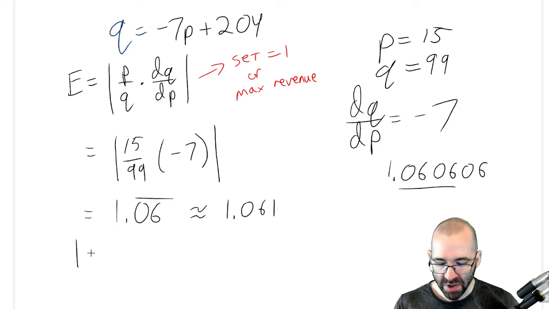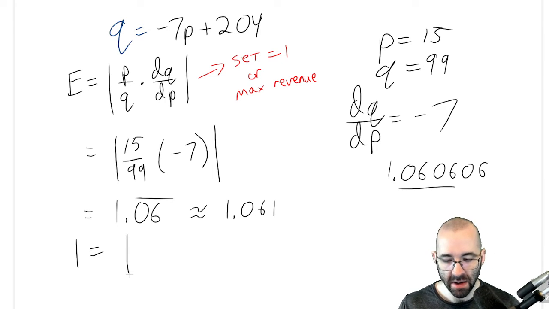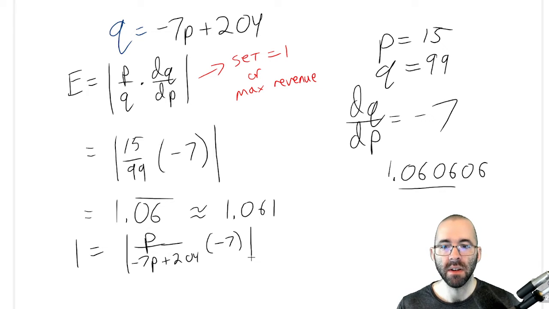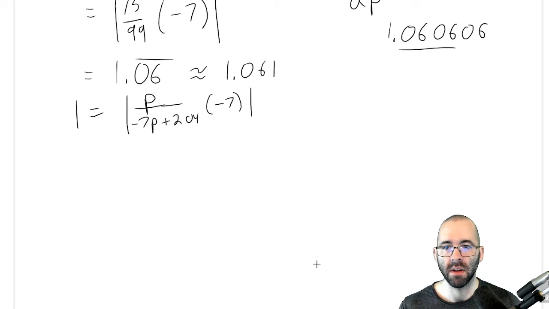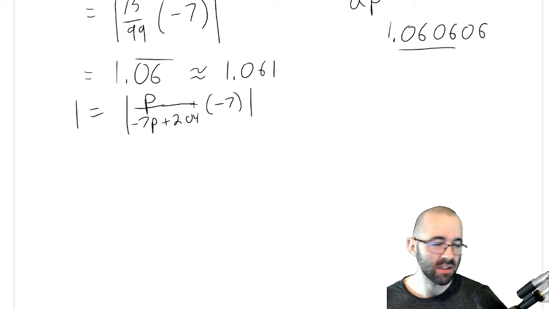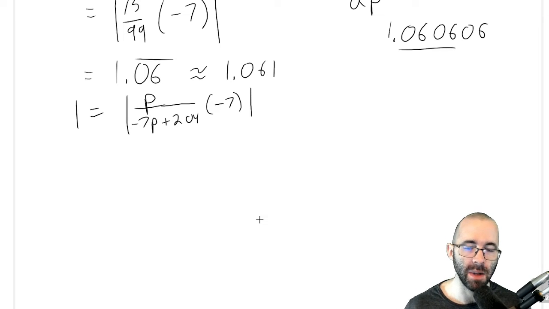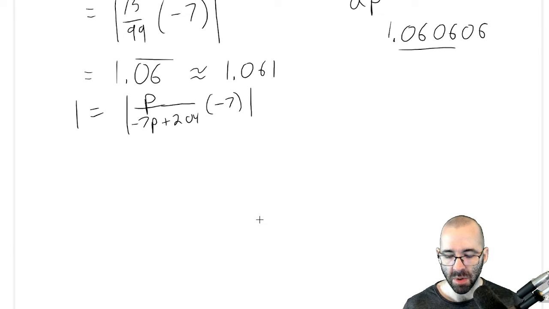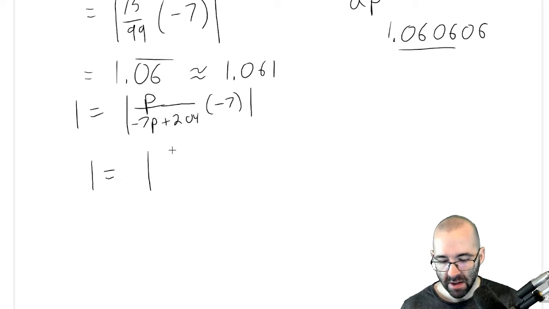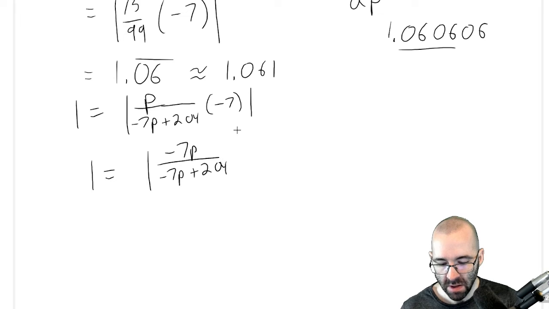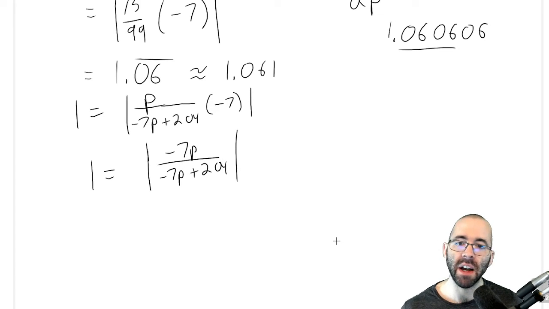So when is 1 equal to elasticity of demand? This is P, this is Q, and this is our derivative. Again, you might prefer just to maximize revenue. Usually maximizing revenue is going to be easier for these. But I do want to show what this would look like. So we get -7p all over -7p plus 204 with absolute values. Absolute value equations are pretty tricky to solve, by the way.